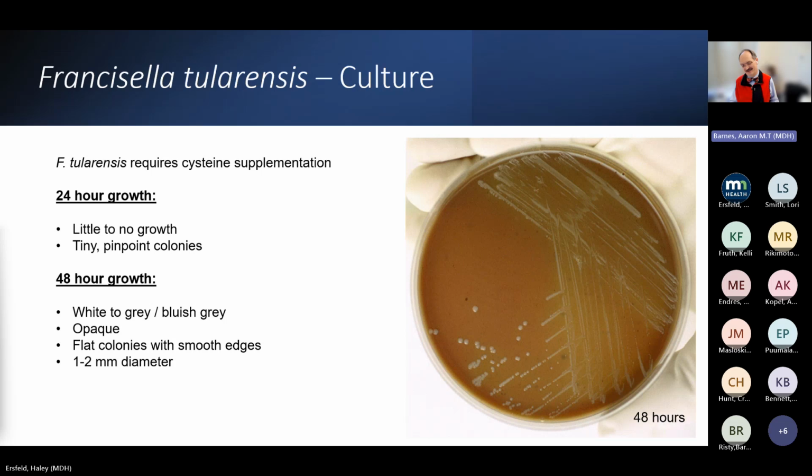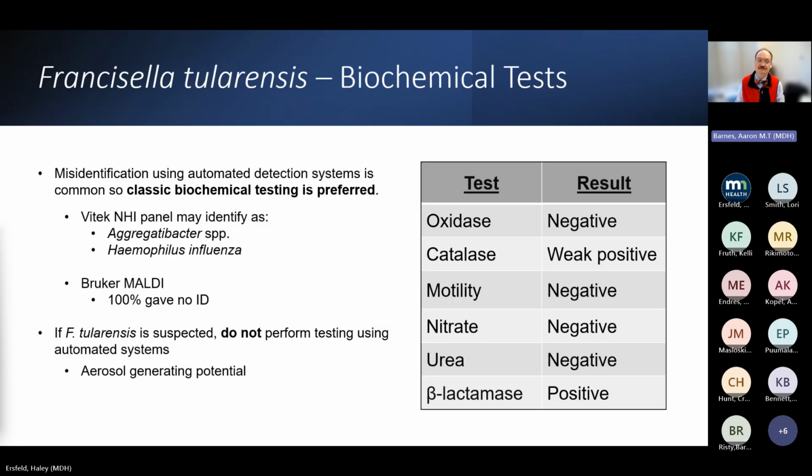So don't use that as a definitive test. It's certainly not definitive. But if you only have growth in one or no growth at all in the sheep's blood and it's growing fine on the chocolate, be worried and ask some questions. Next slide, please. Okay, so I said I usually think of Brucella as being the organism that's all positives.